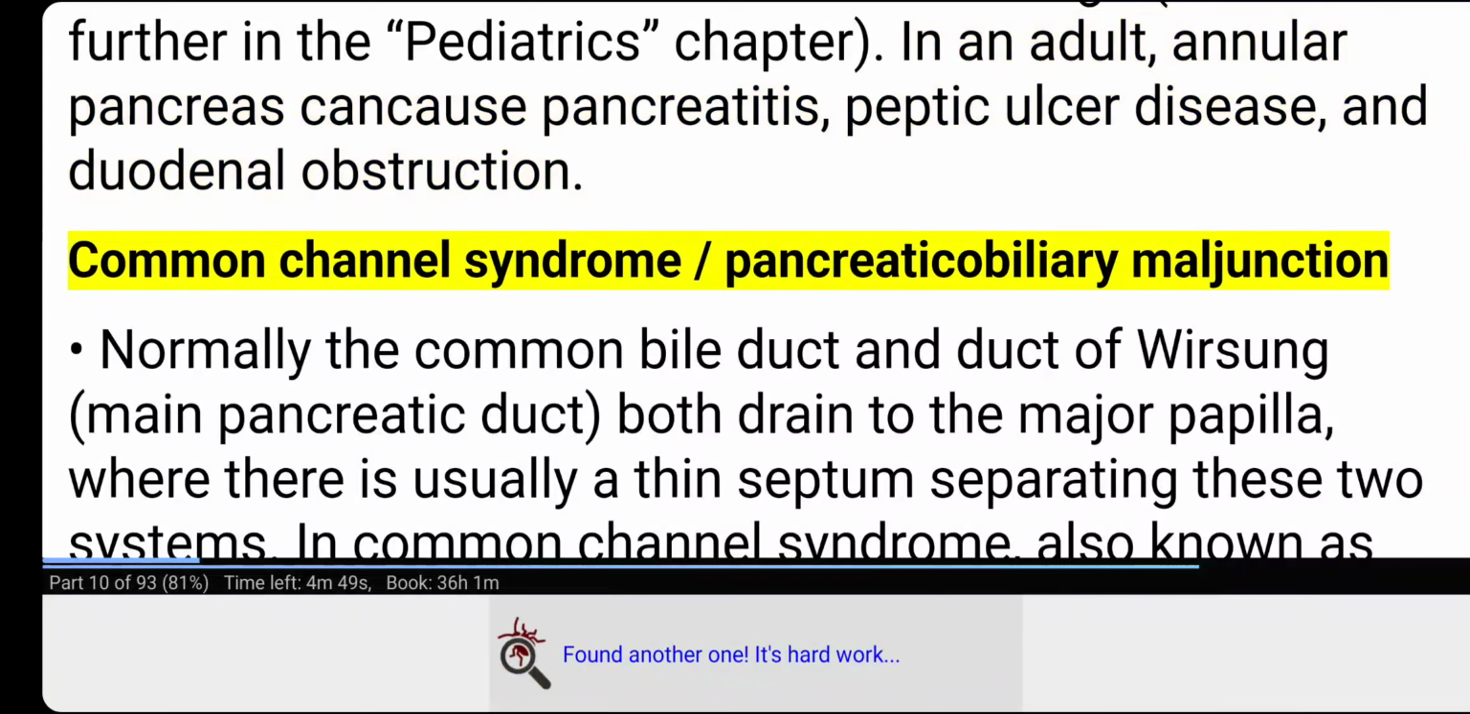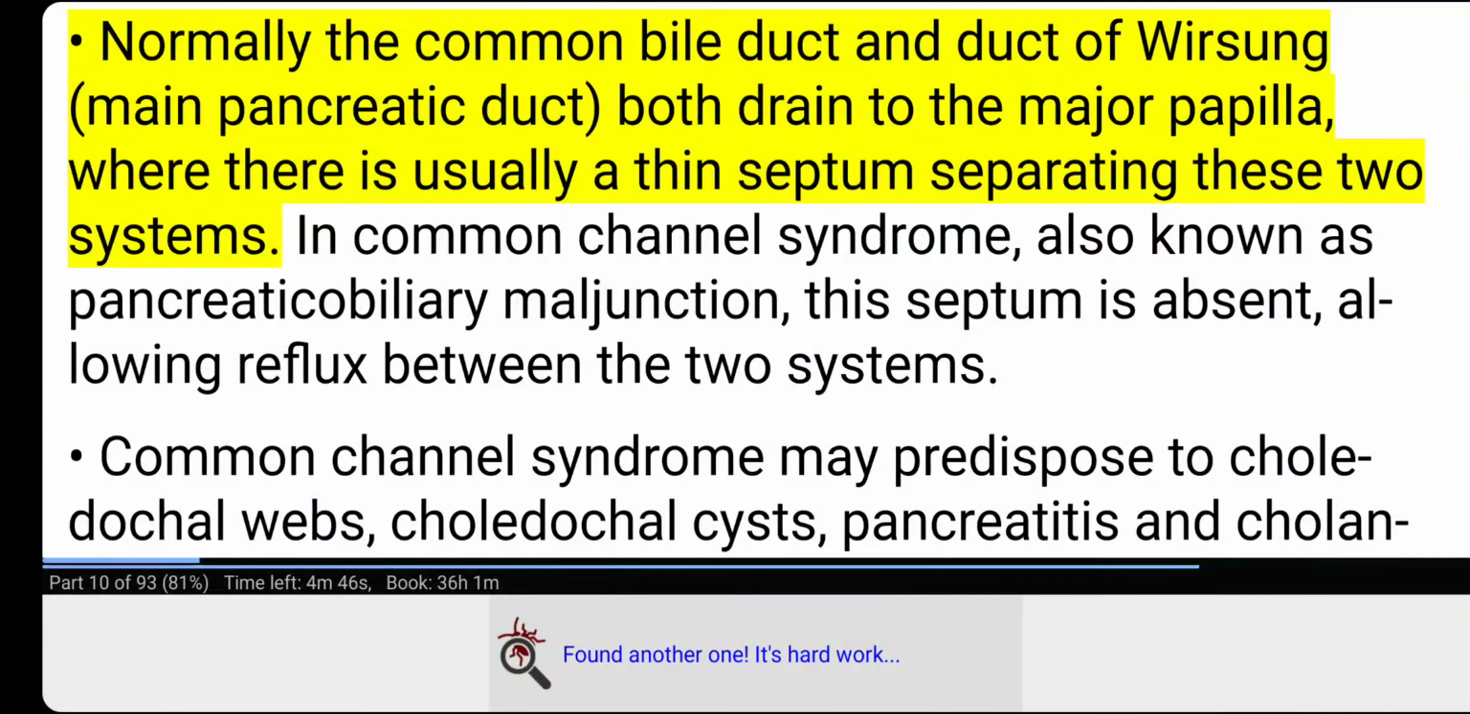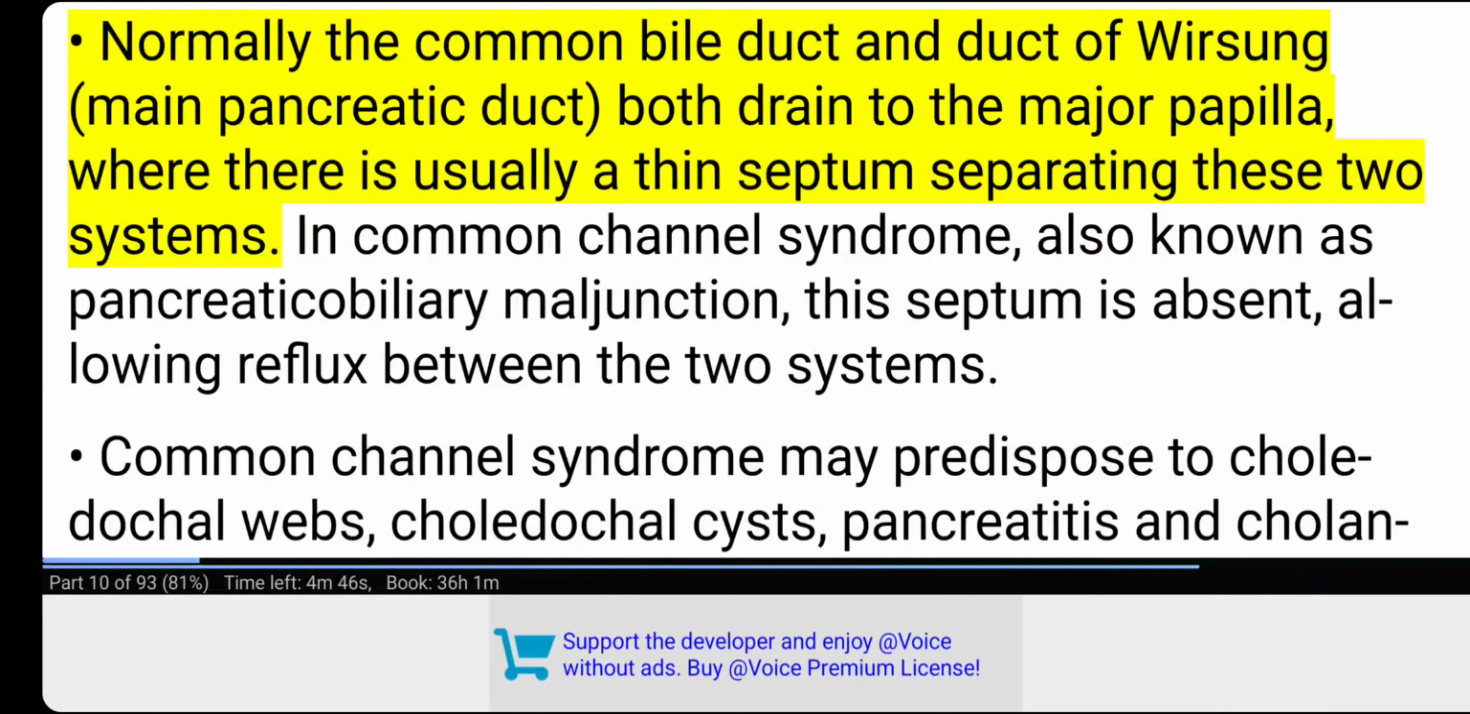Common channel syndrome, pancreaticobiliary maljunction. Normally the common bile duct and duct of Wirsung, the main pancreatic duct, both drain to the major papilla, where there is usually a thin septum separating these two systems.